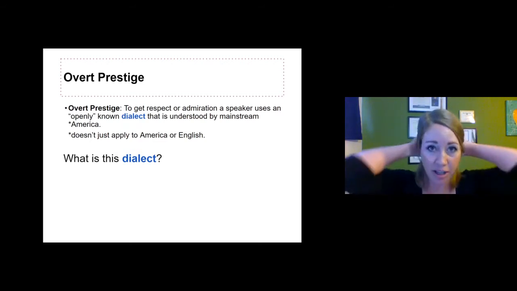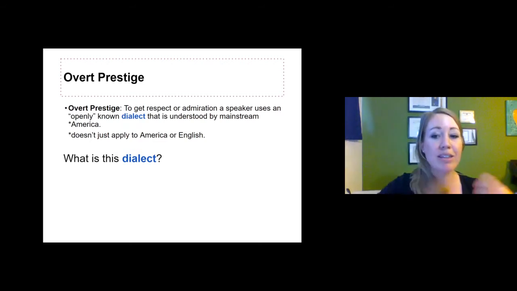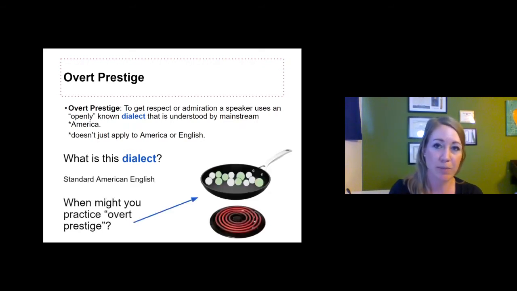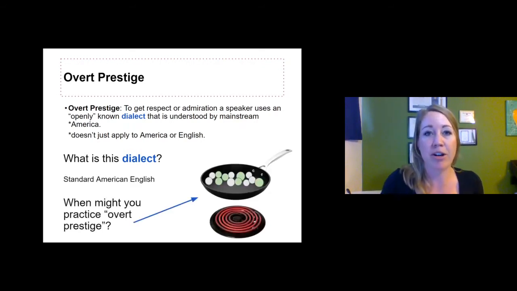So we're talking about America, we're talking about English, but this can be multiple languages, even multiple countries. If I'm going to practice overt prestige, I'm going to use a dialect that's openly known by mainstream English speakers so they can respect me or see me, right? So what kind of dialect might this be? What would be a dialect that's understood by mainstream America? And the answer would be typically a type of standard American English, right?